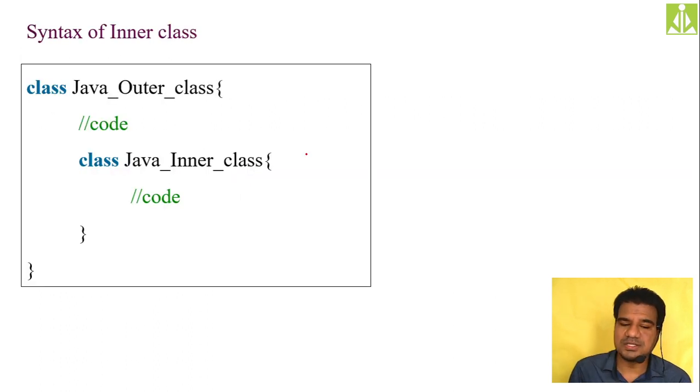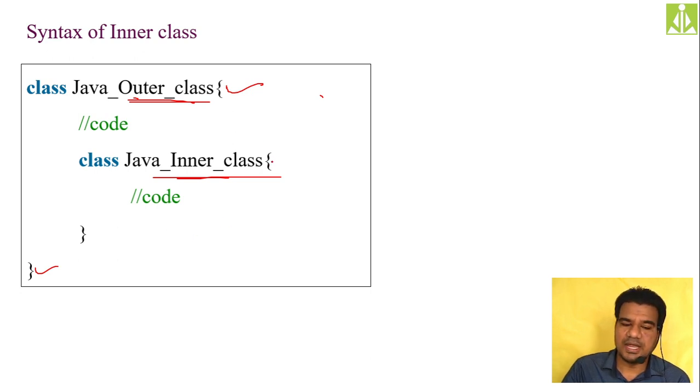So the syntax, you can see, is very easy. We start an outer class, and inside the outer class we keep the inner class. That's it. Simply, we use curly brackets to separate the outer class and the inner class.